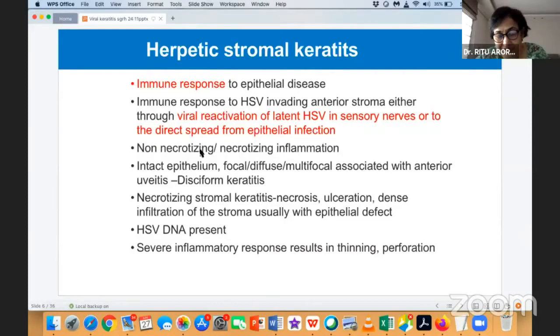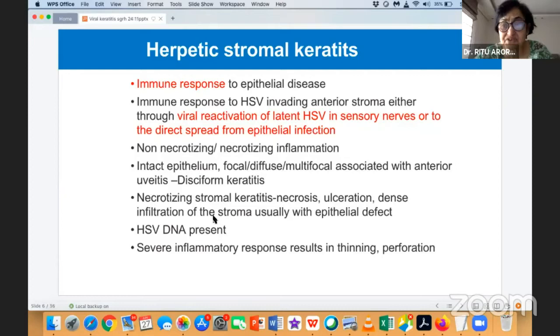It may be non-necrotizing or a necrotizing inflammation. In non-necrotizing, you usually have an intact epithelium, so when you stain, you will get stain negative. There is a focal or diffuse multifocal form associated with anterior uveitis, typically in the form of a disciform keratitis. A necrotizing stromal keratitis is invariably as if you have pus in the cornea, very severe necrosis, ulceration, and dense infiltration, and the eye is very inflamed in those cases.